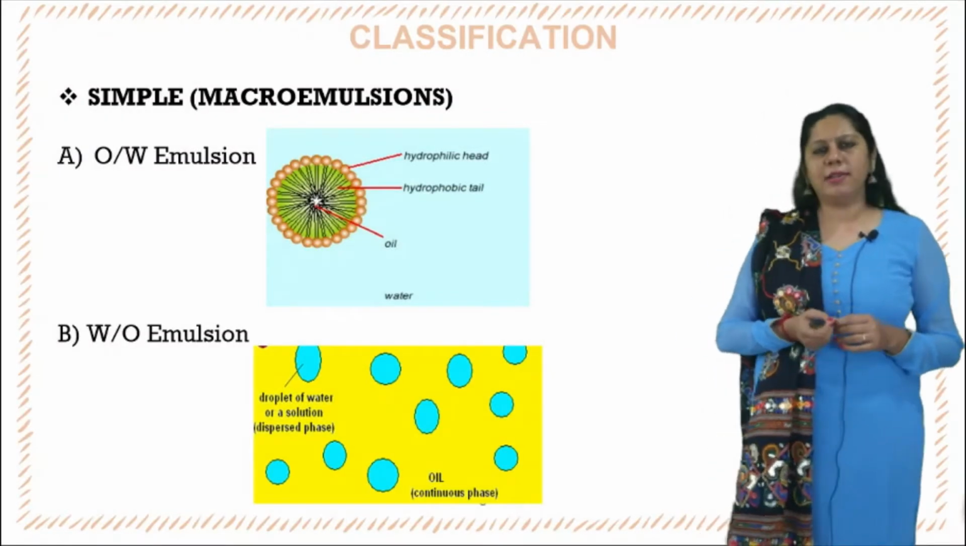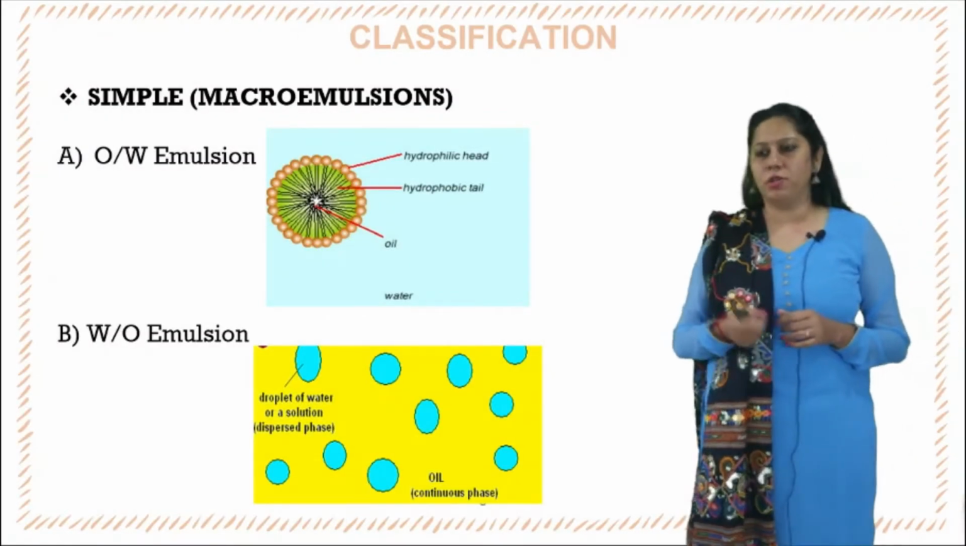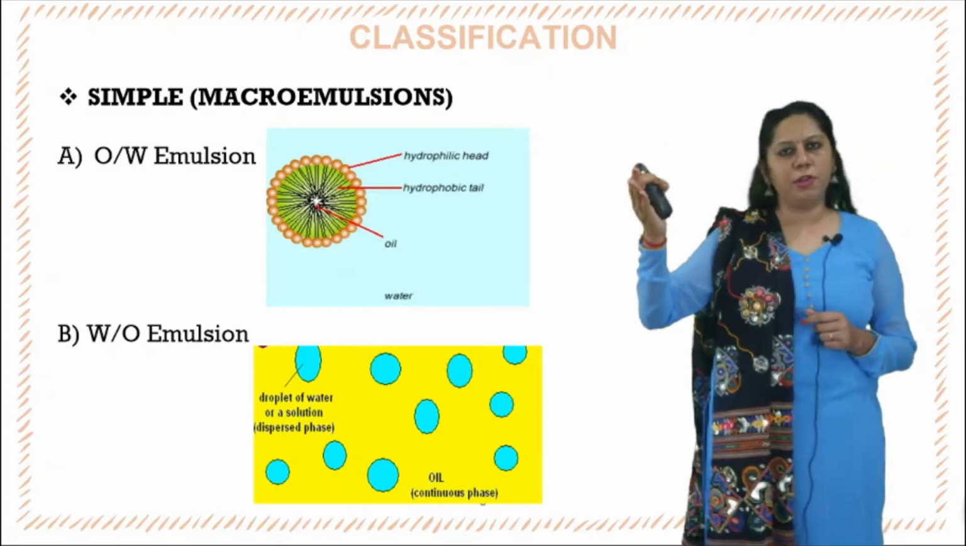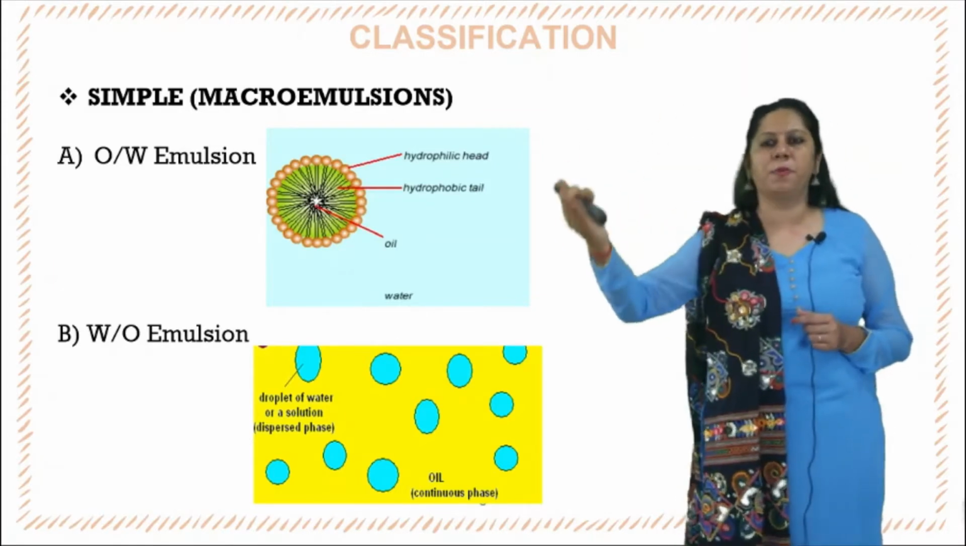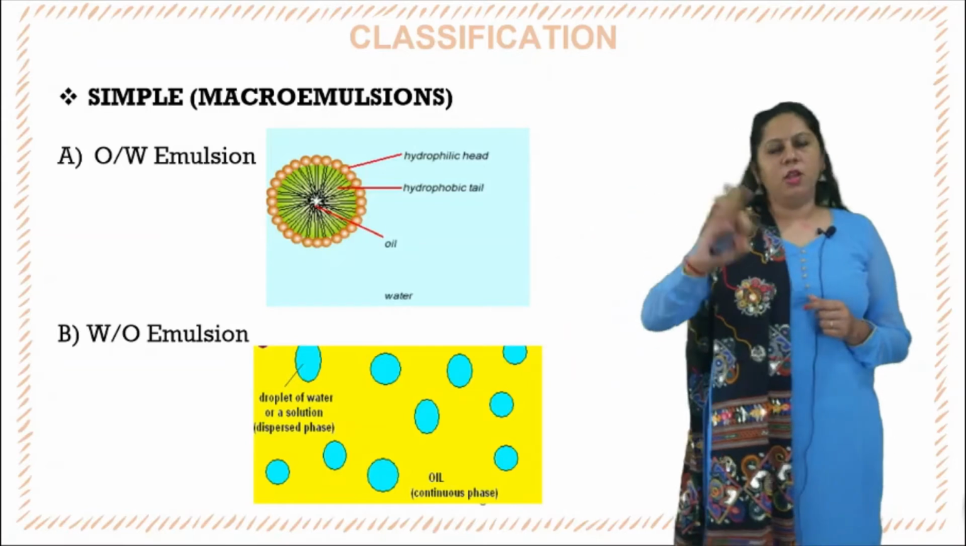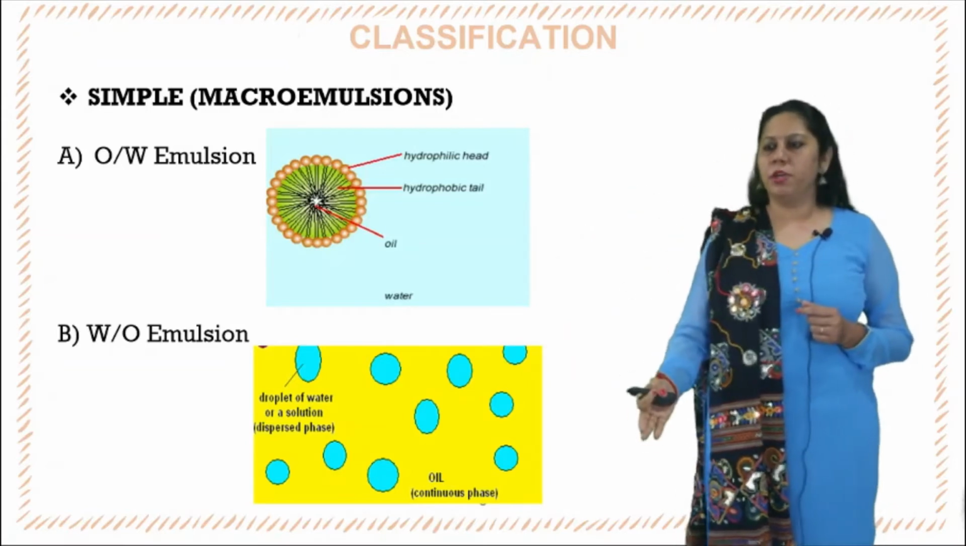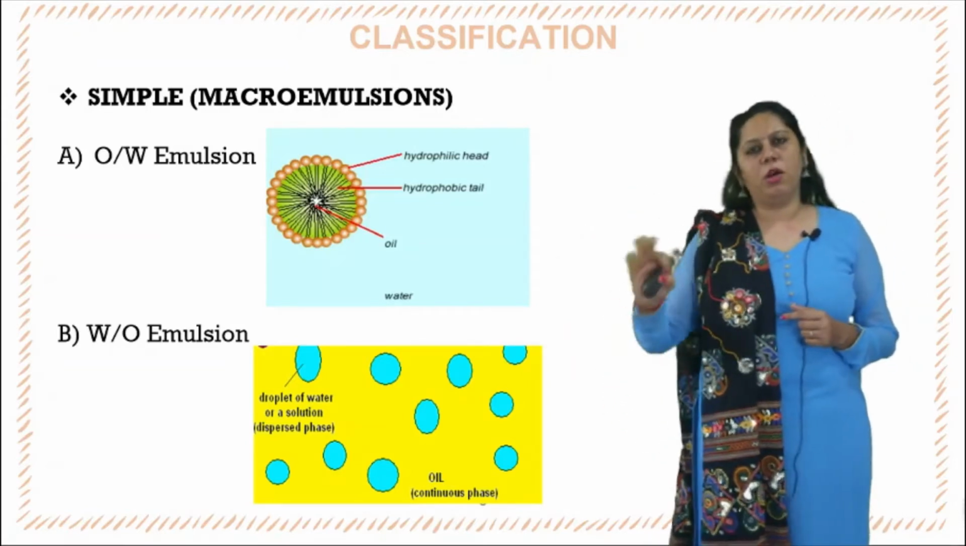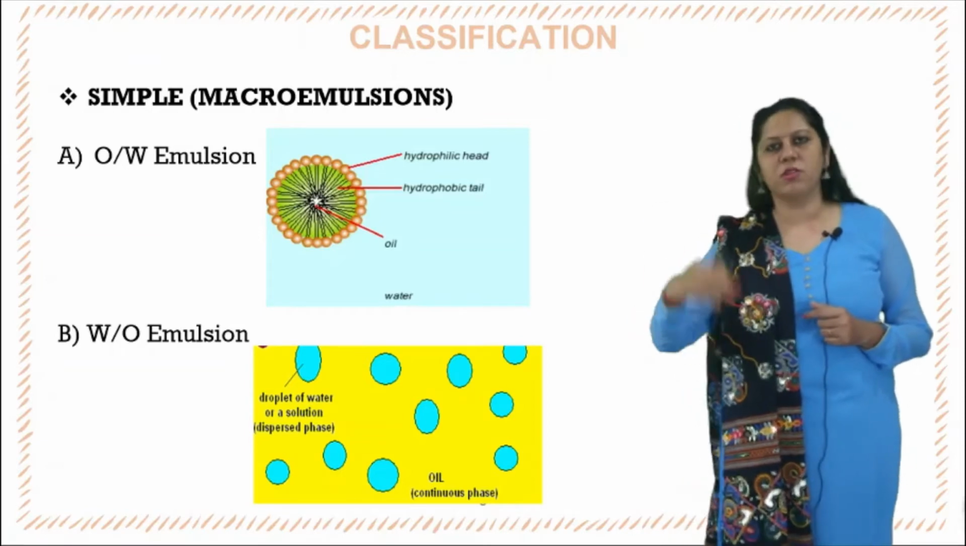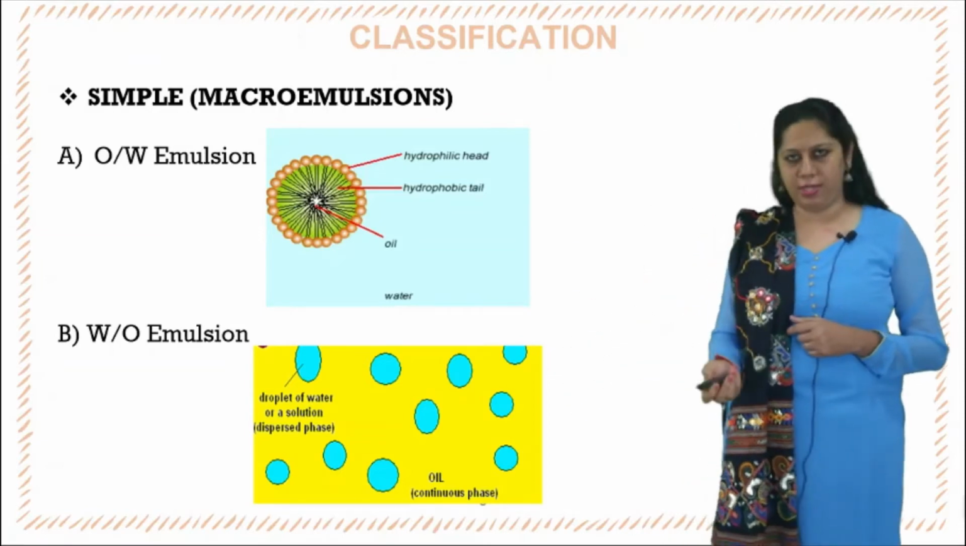So let us see the classification of the emulsions. As you can see, you have the oil in water emulsion, in which the oil globules are dispersed in the water phase, and you have the water in oil emulsion, in which the water phase is the inner phase which is dispersed in the outer oil phase.